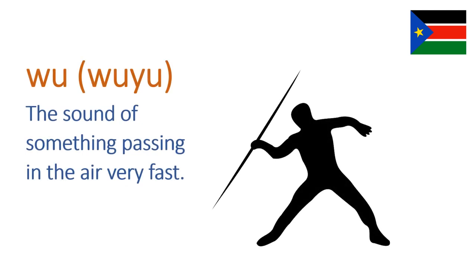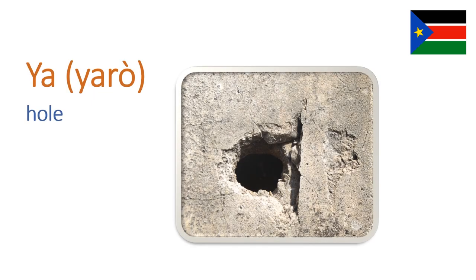Wuyu, wuyu. That is the sound of something passing in the air very fast. For example, throwing the arrow or the spear, or when somebody takes something from you very fast. Kugbya hebarenga wuyu. He took it very fast. Yaro, yaro, that is a hole. Kuli ge yaro, chibombo. The mouse dug a hole in the house.